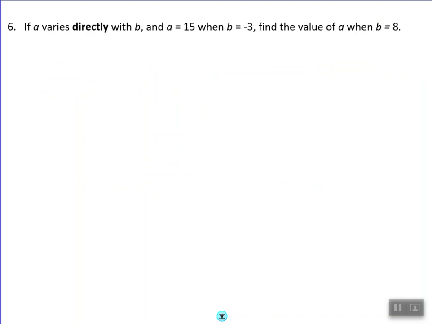Problem number 6 says, if a varies directly with b and a equals 15 when b equals -3, find the value of a when b equals 8. So if I start reading again, I have a varies directly with b. I can go ahead and write out my equation. a equals kb. The next part says a is 15 when b is -3. So I can plug those in.